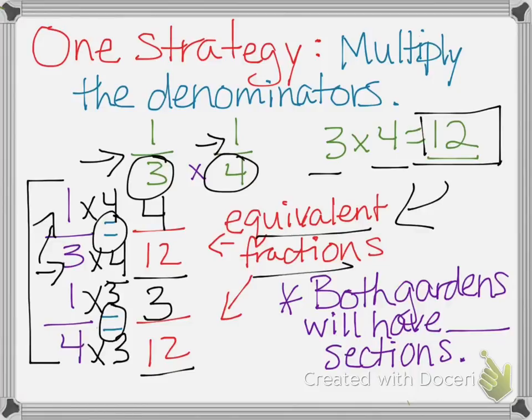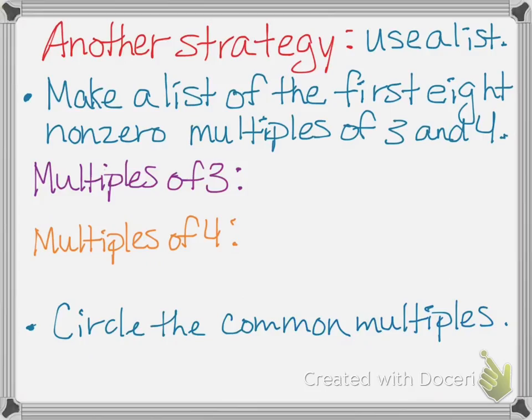So you can see here that we have equivalent fractions to the original fractions. Both gardens will have how many sections though? 12. That's the answer to the original word problem. Let's move on to the next slide to learn another strategy.